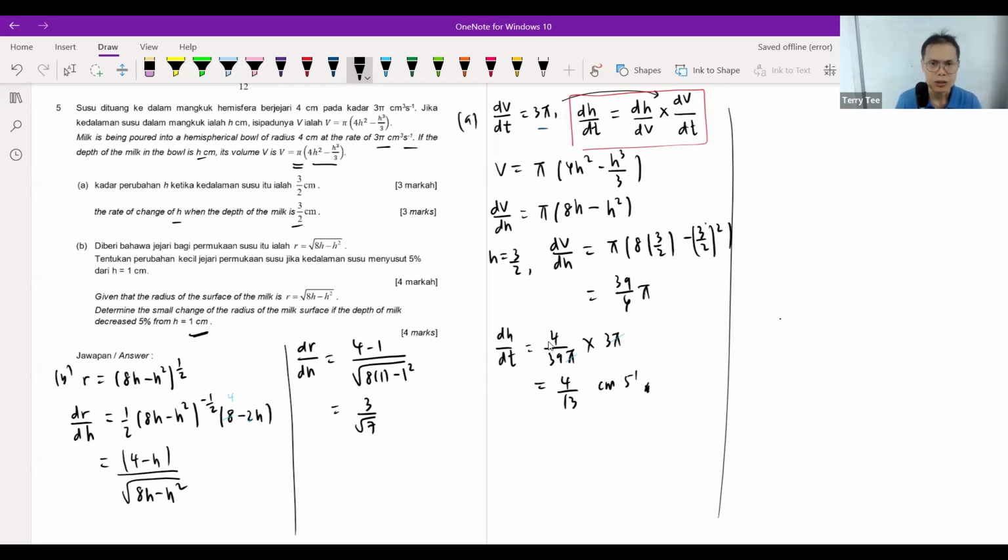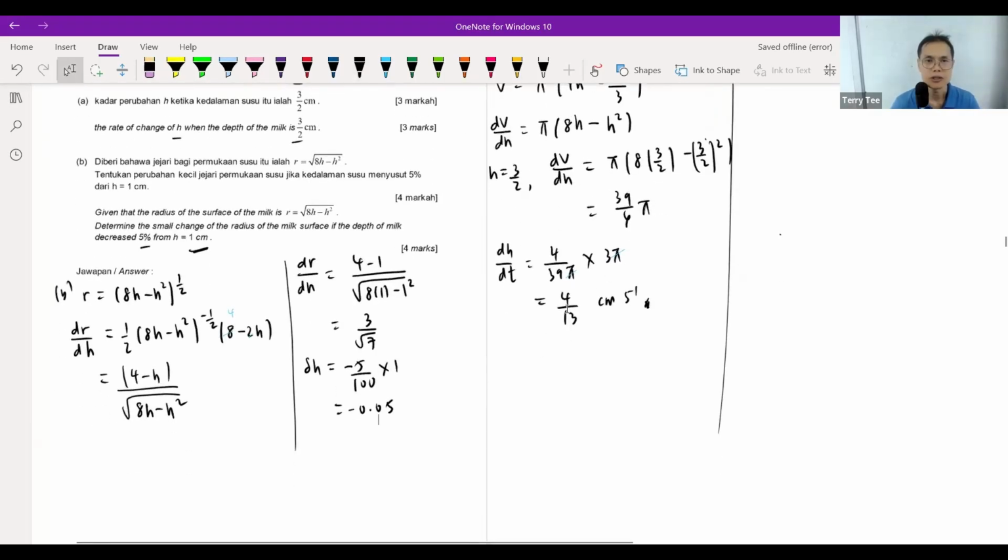Now, how about your delta h? They say that h actually reduces by 5% from 1. When you reduce by 5%, it's negative 5 over 100 times 1. That is negative 0.05. Okay, let me continue below here. No space. So the formula is this. Normally we use delta y over delta x equals dy/dx. But this is not r, this is not y, not x.